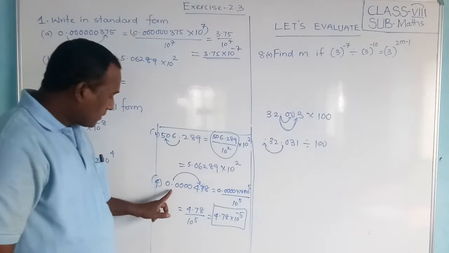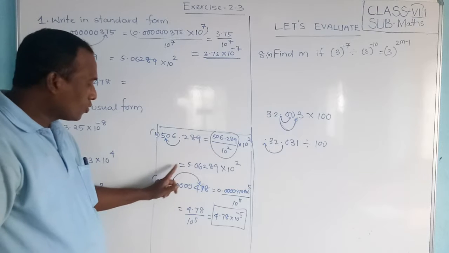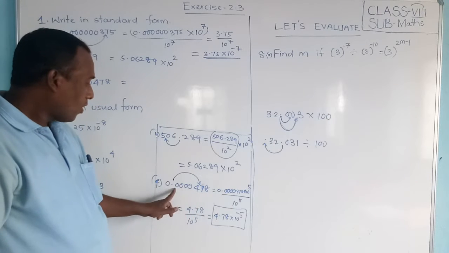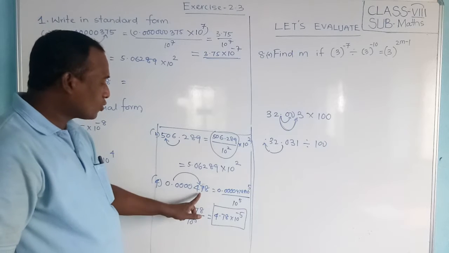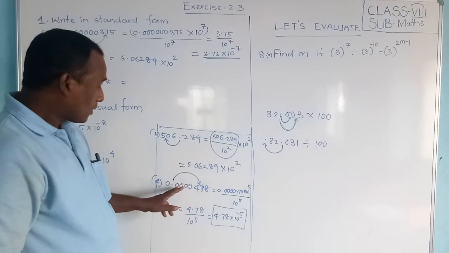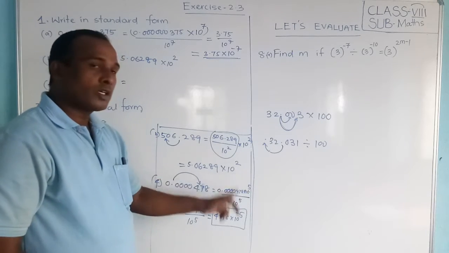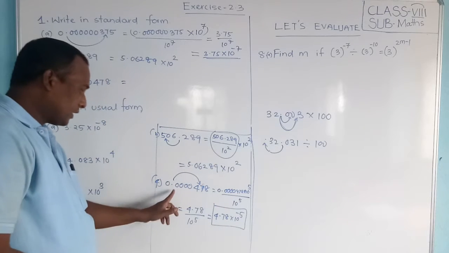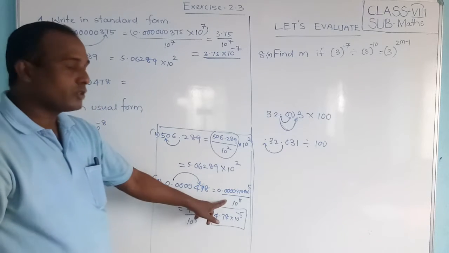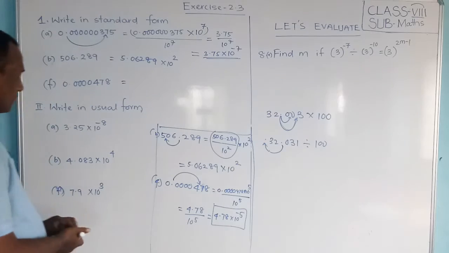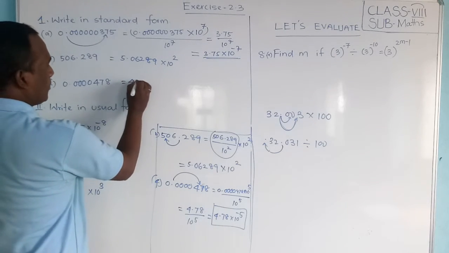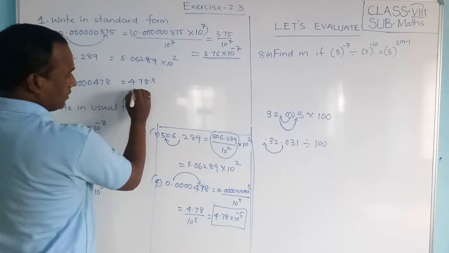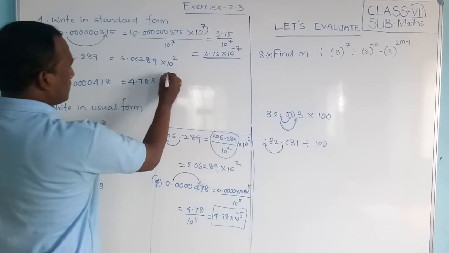So the decimal point should go to the right side now because all the numbers are on the right side. So it is shifted to the right side. How many places should it shift? Now 5 places, so multiply by 10 power 5. If the decimal point comes to the left side, then you should divide. Okay, now this is the answer. So we can write 4.78 into 10 power minus 5.